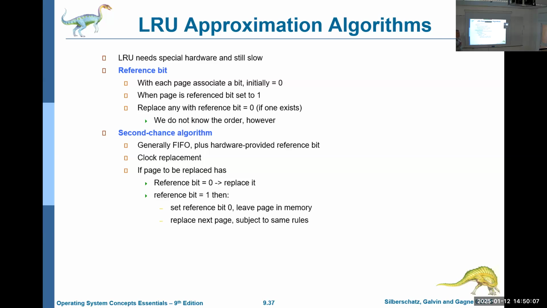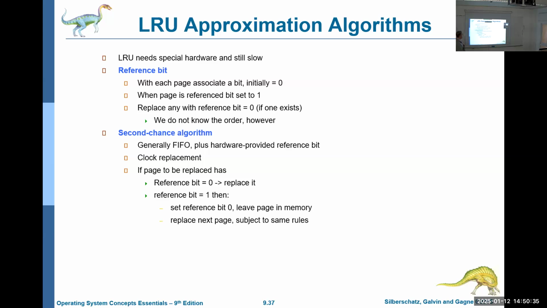We're going to have to somehow set the 1s back to 0 at some point. So we're going to use something called the second chance algorithm, which is another important algorithm that you should know for the course. Generally it's a FIFO plus a hardware-provided reference bit. So it's first in, first out, but we'll see. It's also called clock replacement, because it uses something like a clock.